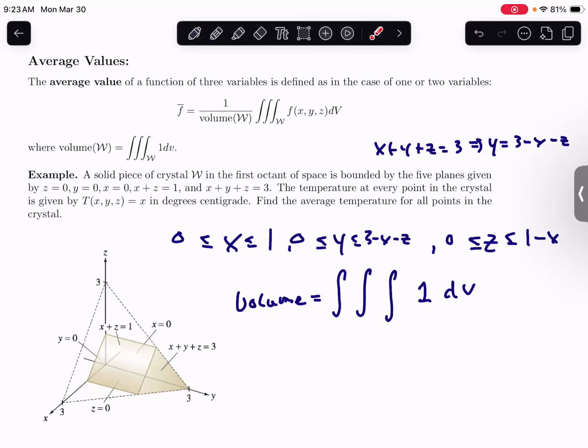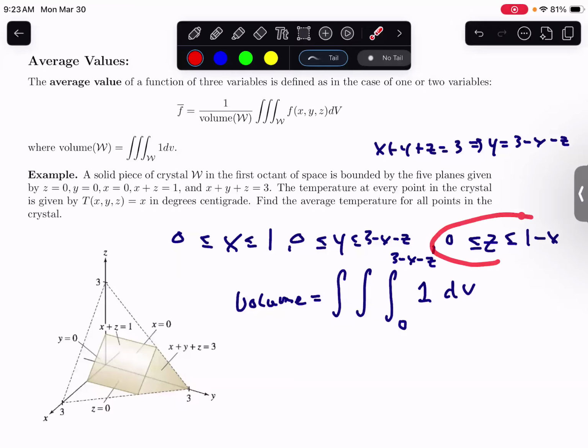And so in terms of the order in which we're going to integrate, again, we should be thinking the bounds with the most variables will be in the innermost integral. So that's going to correspond to y. With respect to y, we're going to integrate from 0 to 3 minus x minus z. And then we're going to integrate with respect to z because we have a variable here. So we're going from 2 to 1 and then to 0 variables. So this is going to go from 0 to 1 minus x. And then with respect to x, we're going from 0 to 1.